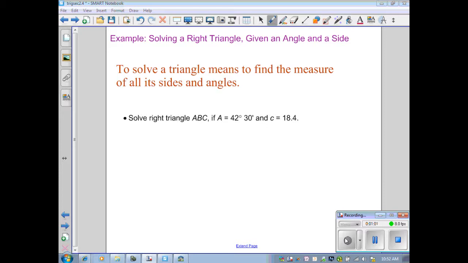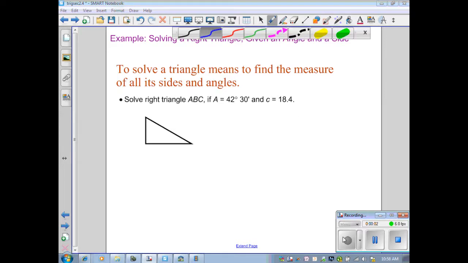Here they want us to solve a right triangle given an angle and a side. Our first definition we really want to look at on this slide is to solve a triangle means to find the measure of all of its sides and all of its angles. So this is a process that takes a couple of calculations.